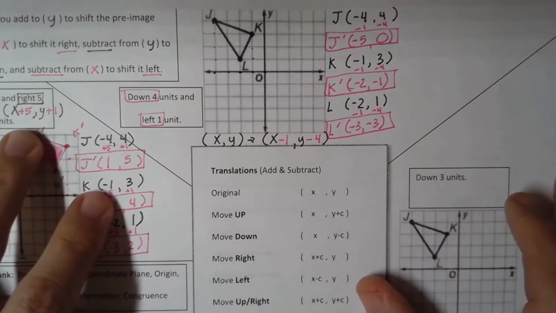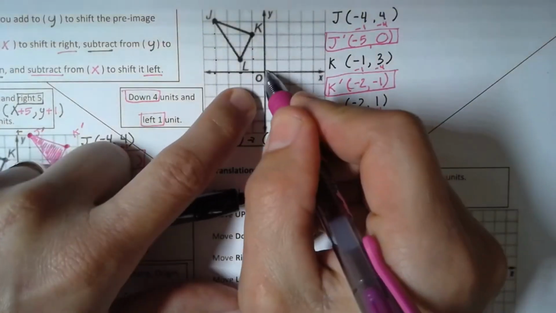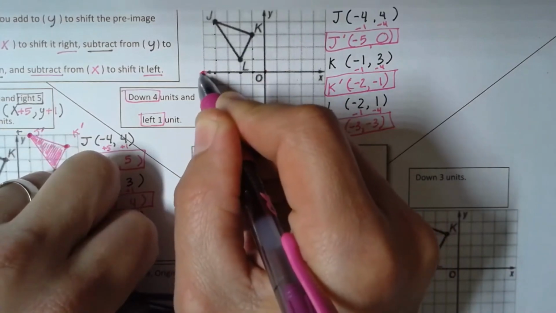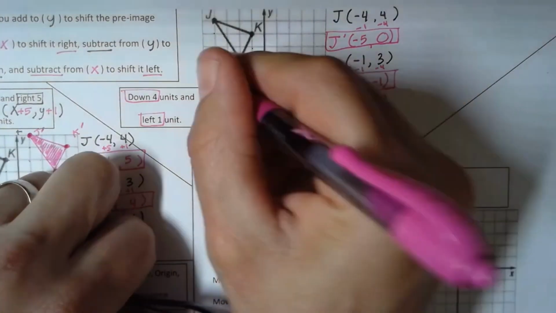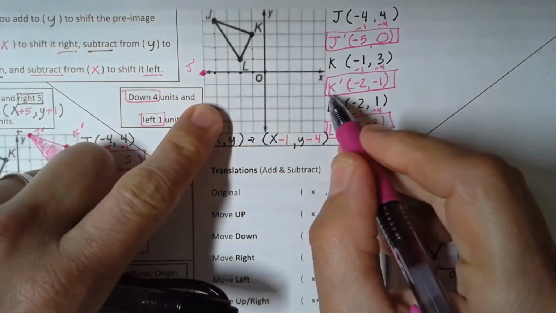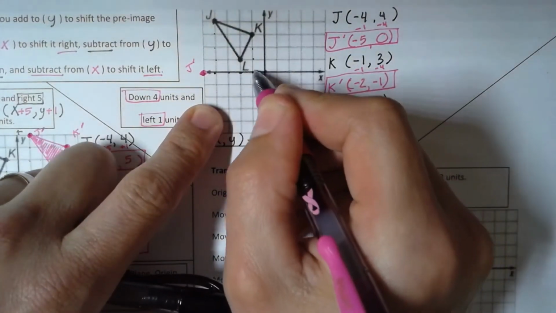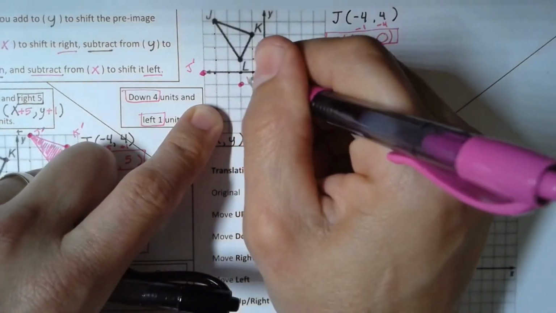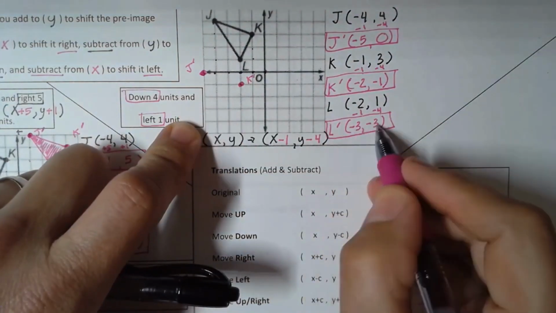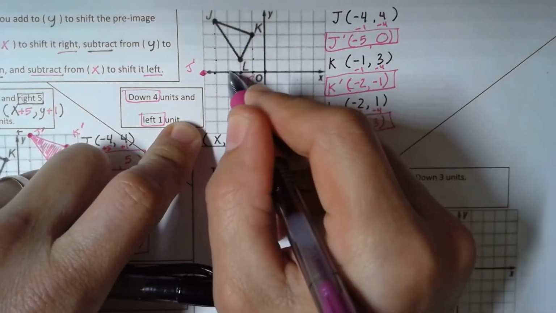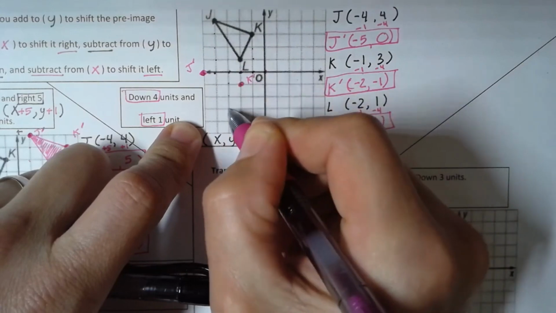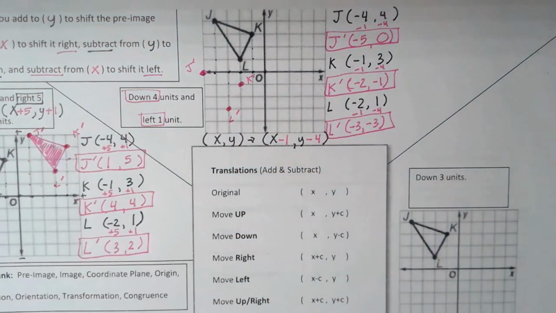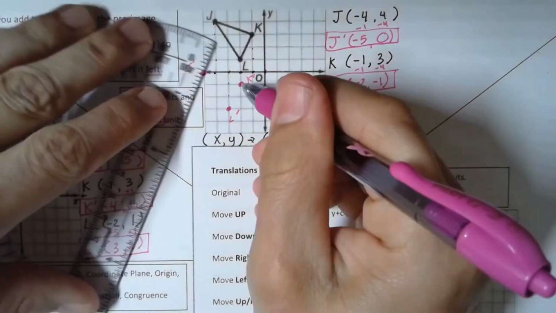So let's plot those points. J prime, -5, 0. So I'm going to go over 1, 2, 3, 4, 5, and 0. 0 means we don't go up or down. We just stay there. No movement up or down. That's J prime. K prime is -2, -1. So I go over 1, 2, and down 1. And that's going to be K prime. And then L prime is -3, -3. So I'm going to go over 1, 2, 3, and down 1, 2, 3. And that's going to be L prime. So we got our 3 points. Let's go ahead and connect our dots.